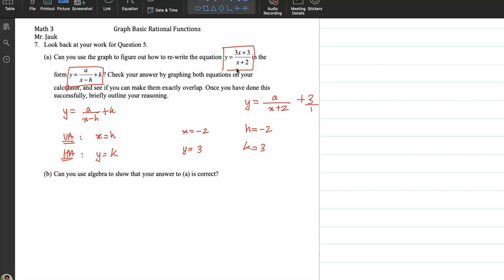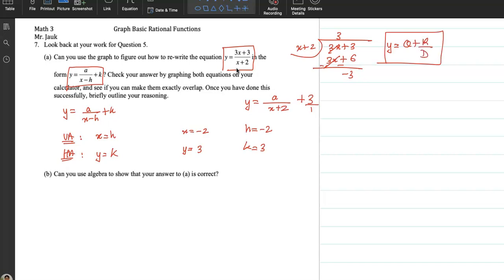But what I would do is, if you want to do this, you do long division. You know how to do long division? Of course, yeah. So then that 3, so 3x plus 6, subtract, minus 3. Okay. So y is equal to quotient plus remainder upon divisor. So the quotient is 3, plus remainder. The remainder is minus 3 upon x plus 2.